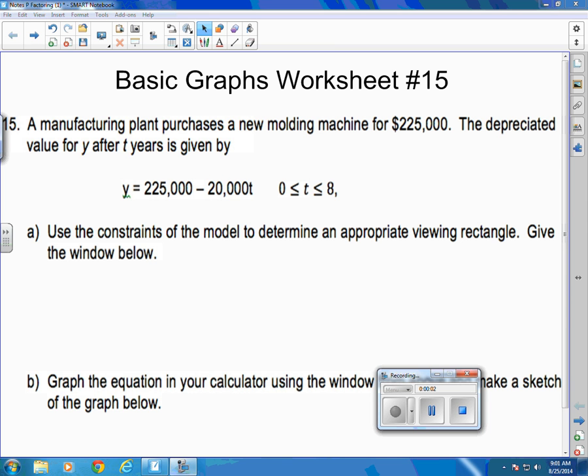Good morning. I want to start the day with talking about the basic graphs worksheet, which was your homework worksheet from last night. So if you could take that out for me right now so that we can talk about one of the questions from that worksheet.